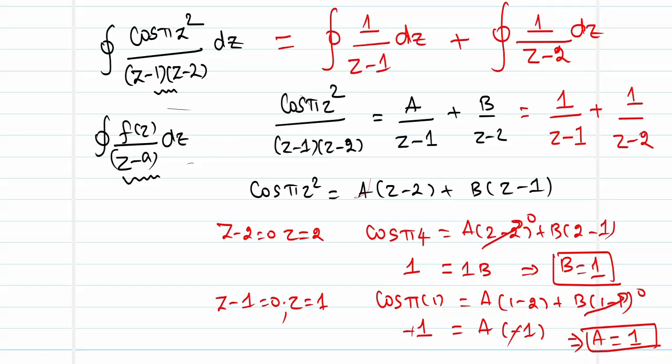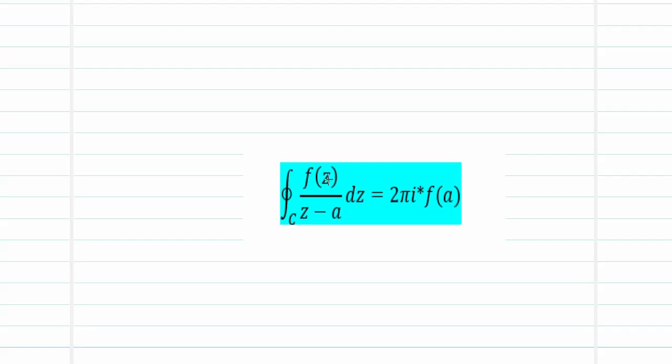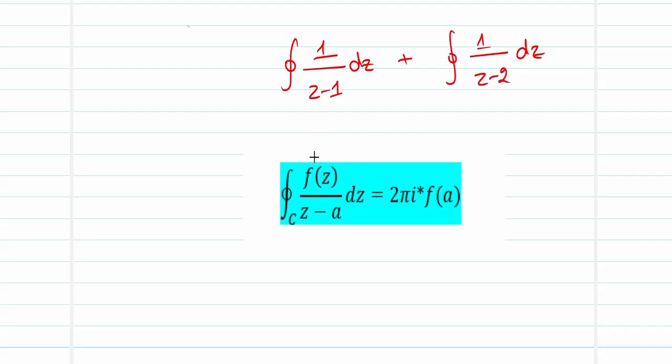Now comparing it with the general formula, what do we know? The integral of f(z) by (z − a) dz is 2πi times f(a). What is my first integral? 1 divided by (z − 1) dz. What is my second integral? 1 divided by (z − 2) dz. Now identify what is going to be in place of f(z). In place of f(z), I have it to be equal to 1. In place of z − a, what do I have? I have z − 1. So a takes the value 1.